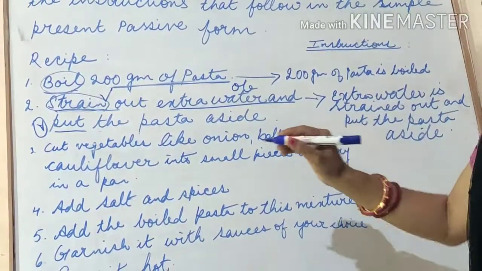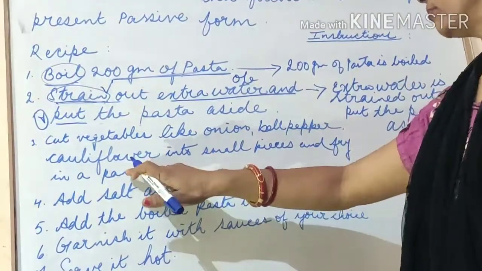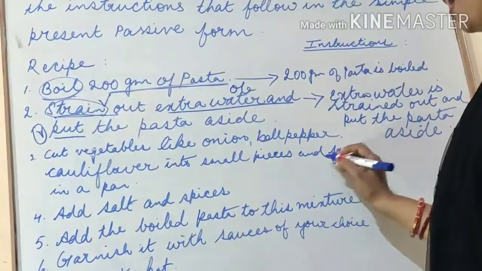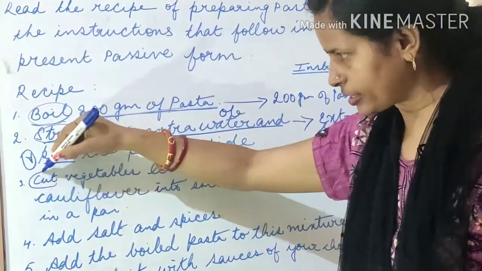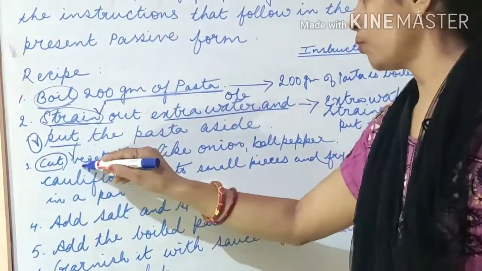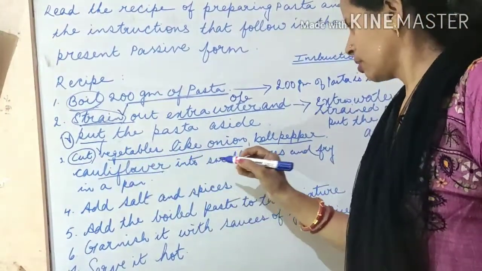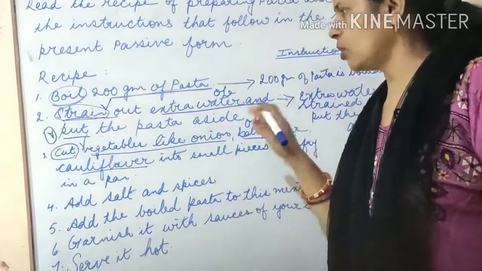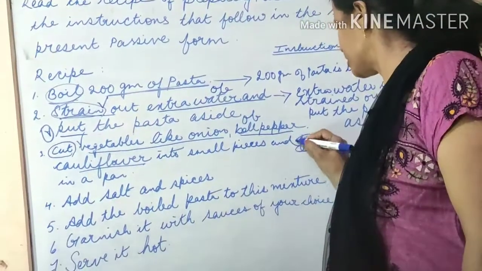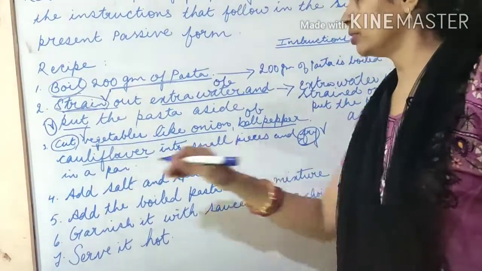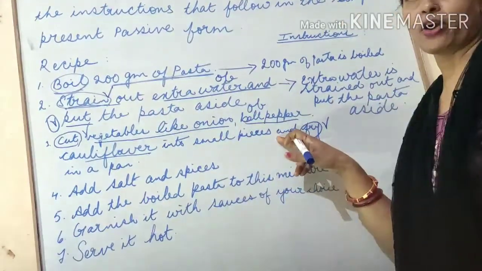Okay. Now the third step: cut vegetables like onion, bell pepper, cauliflower into small pieces and fry in a pan. So cut. Cut what? Cut is the verb here. Vegetables like onion, bell pepper, cauliflower, these are the objects, etc., into small pieces, and fry is another verb, in a pan. So how will we change this into passive voice?